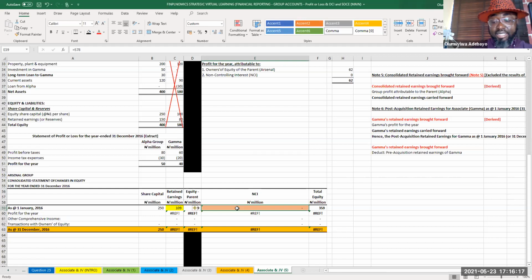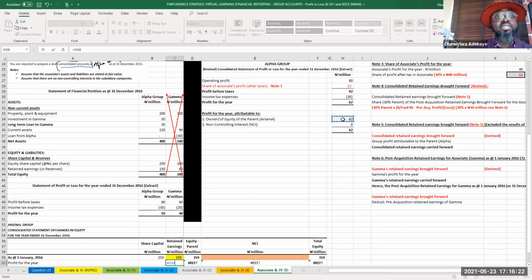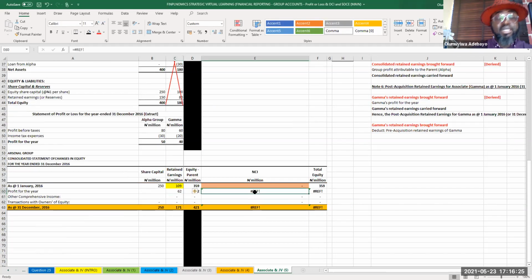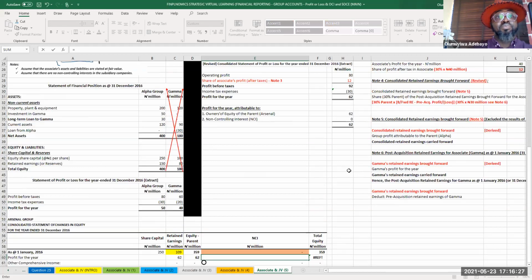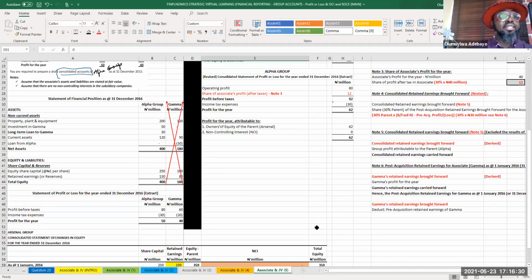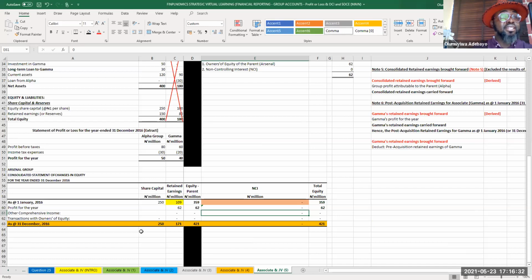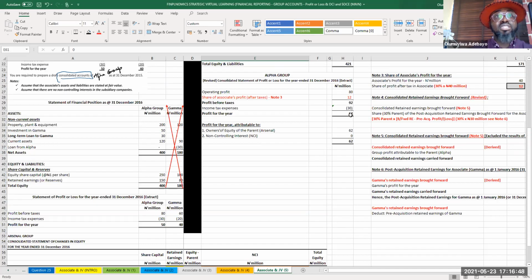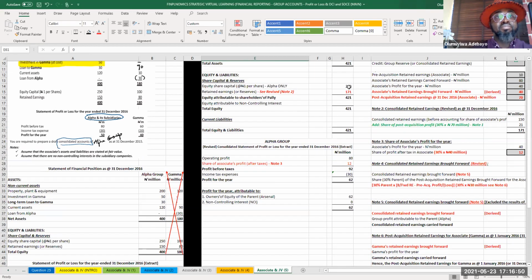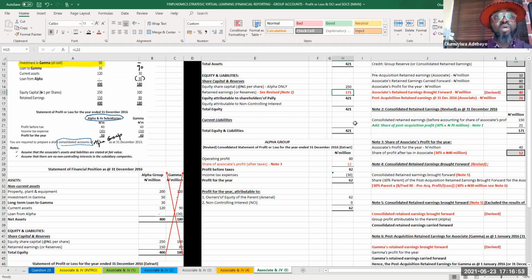Now we don't have NCI, I'll just put 0. Now the profit that we have attributed to the parent is 62, and we have attributed 0 to NCI. At the end of the day, you find out that our share capital is 250, our consolidated retained earnings is 171, our equity attributable to the parent is 421, NCI is nothing, and equity is 421, which tied to what we have here as 250 and 171.